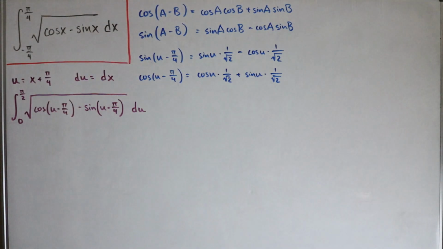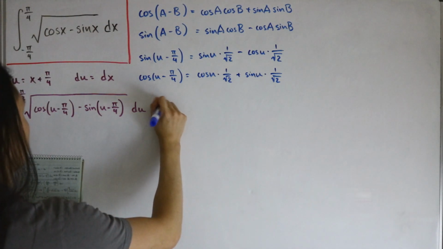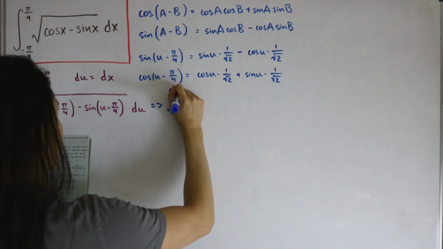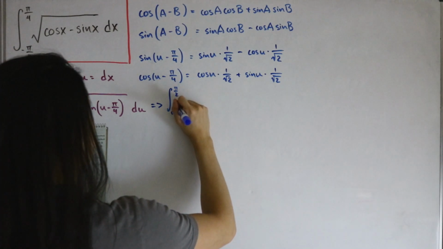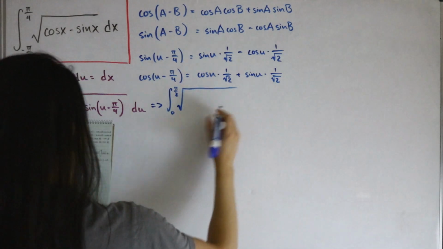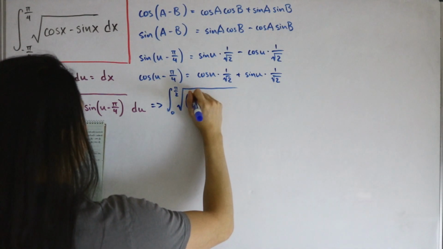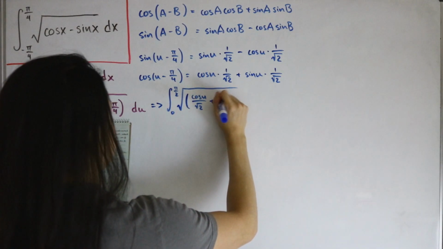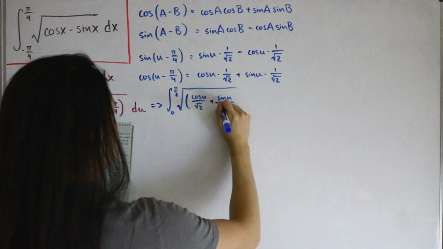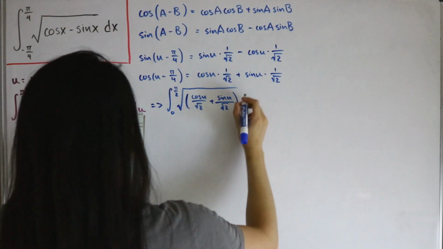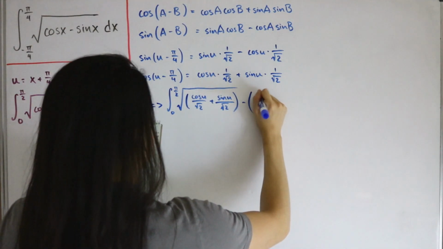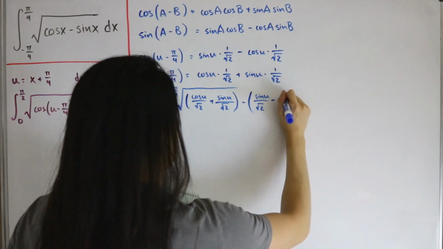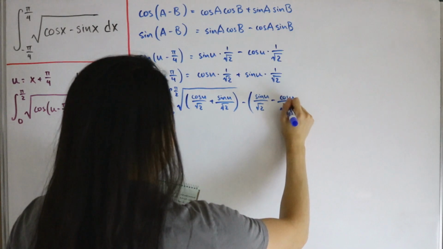With all those formulas in mind, we can now rewrite our integral. We have the integral from 0 to pi divided by 2 of the square root of cosine of u divided by square root of 2, added with sine of u divided by the square root of 2. Close that off, and then we subtract sine of u divided by square root of 2, and then next is cosine of u divided by the square root of 2.